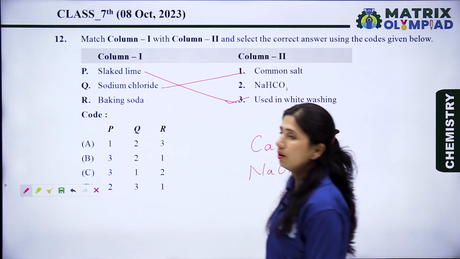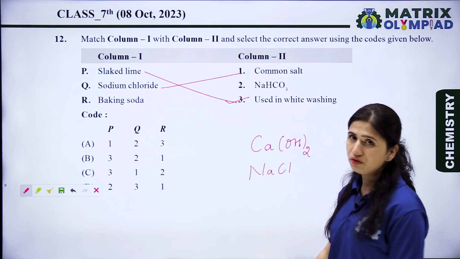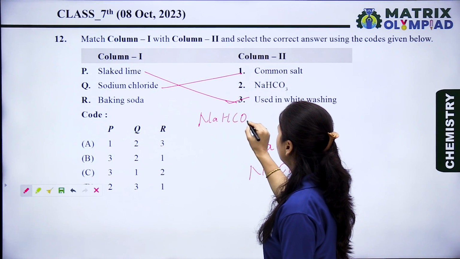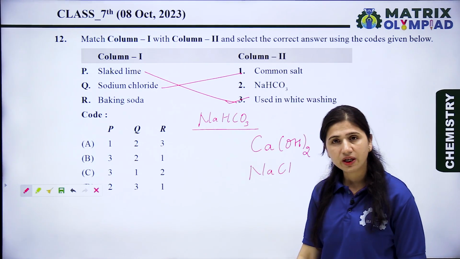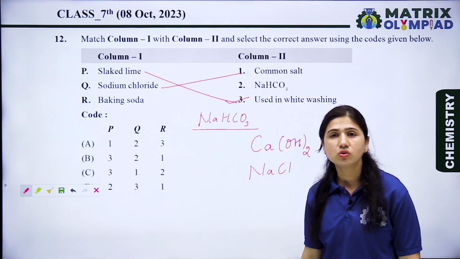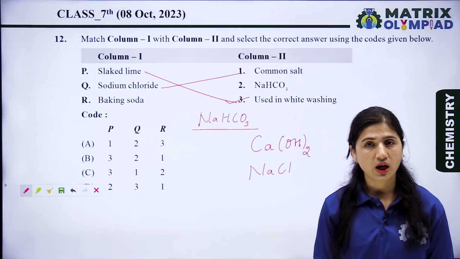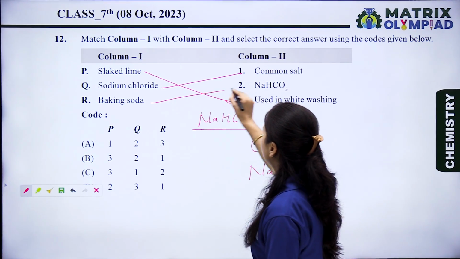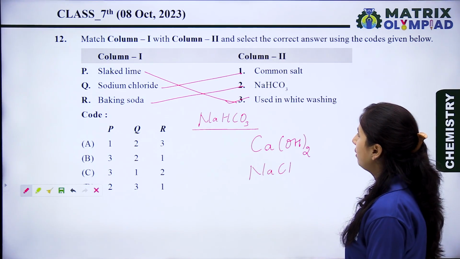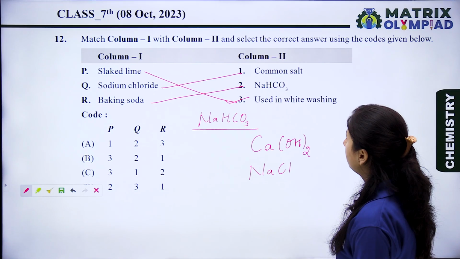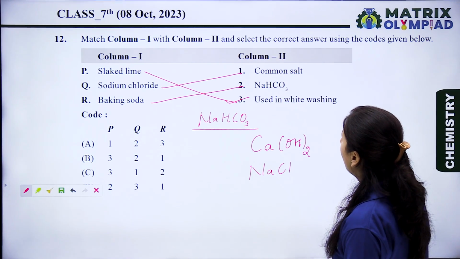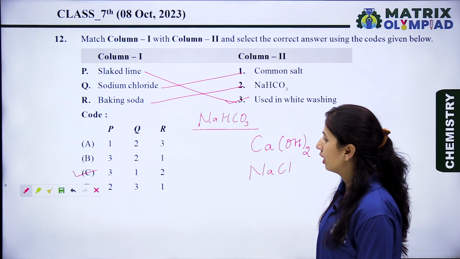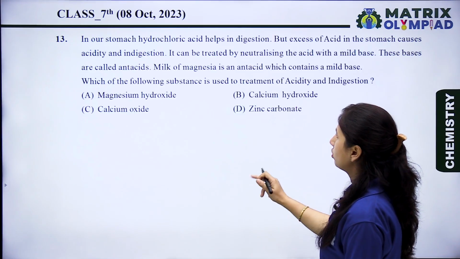Now the next is baking soda. What is the formula of baking soda? NaHCO3. This is the formula of baking soda. The baking soda is also known as sodium hydrogen carbonate or sodium bicarbonate. So we can say that R is matched with the second option. So P matched with the third, Q with the first and R with second. So option C is the right option. Okay. Now let's see the next question.